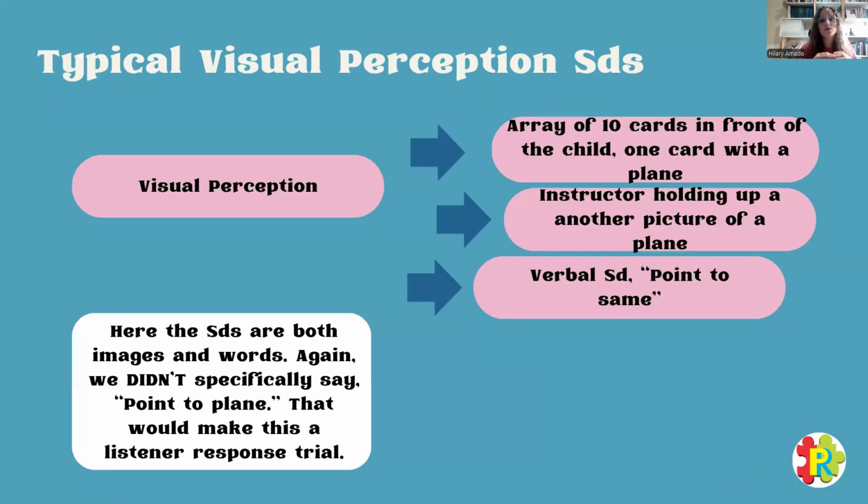What about a typical visual perception trial? You would have SDs such as an array of 10 cards in front of the child, 1 card with a plane, the instructor holding up another picture of a plane with the verbal SD, point to same. Here again, the SDs are both images and words. We did not specifically say point to plane. This would make this a learner response trial. We just said point to same.